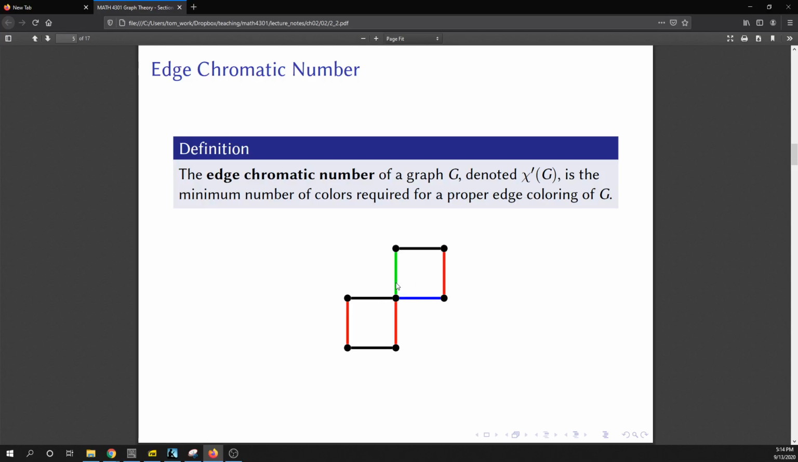Right? We know that it has to be greater than or equal to 4 because we know that the edge chromatic number has to be greater than or equal to the maximum degree. And in this case, the max degree is 4. Right? And then now we've exhibited a 4 coloring of the edges. And so that proves that the edge chromatic number of this graph is equal to 4. Okay.